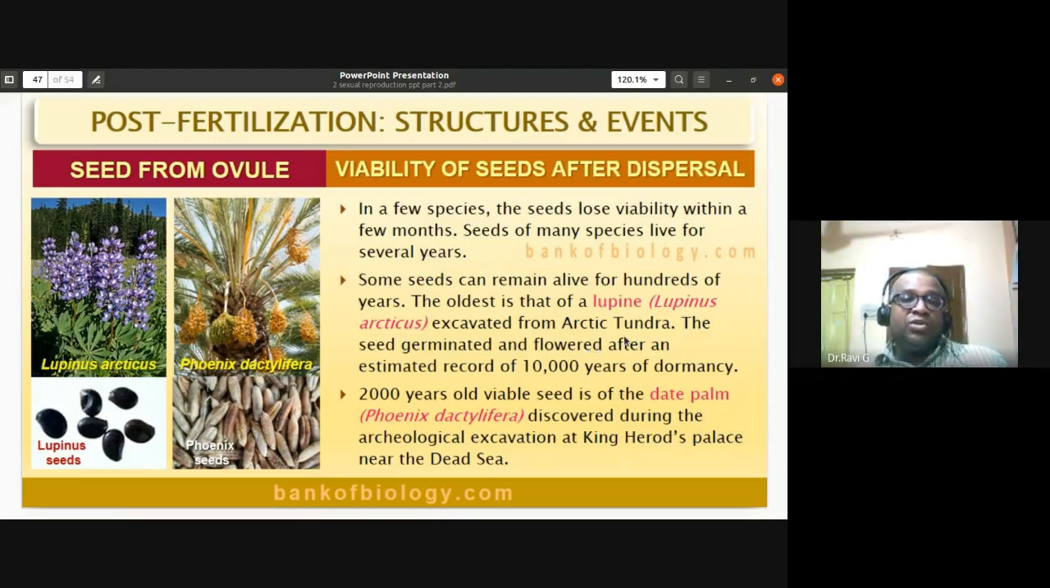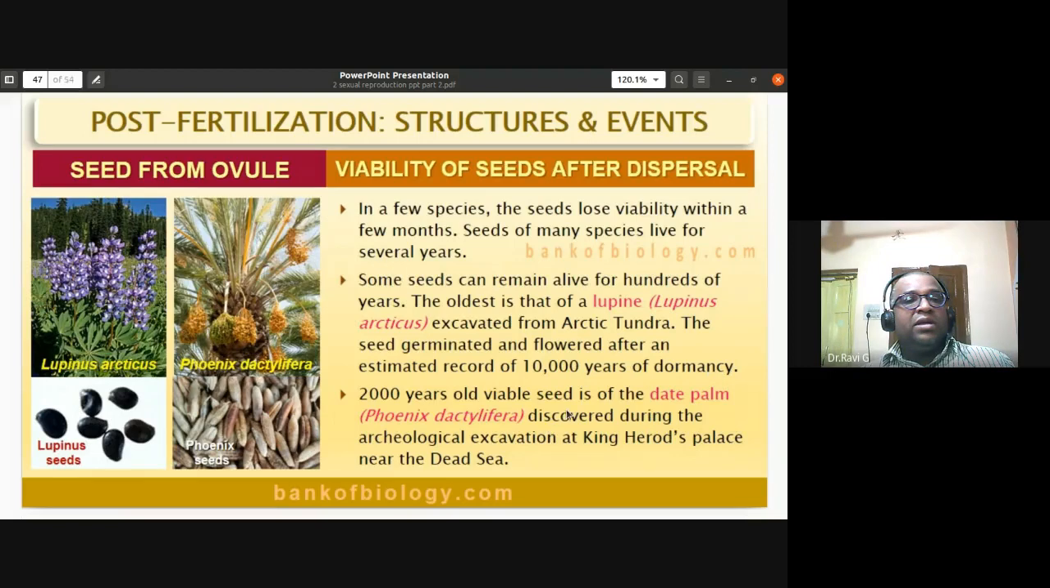When they sowed the seed, it germinated and flowered after a storage period of 10,000 years. So they have been viable even after 10,000 years. Such examples are also there. The seed germinated and flowered after an estimated record of 10,000 years of dormancy.